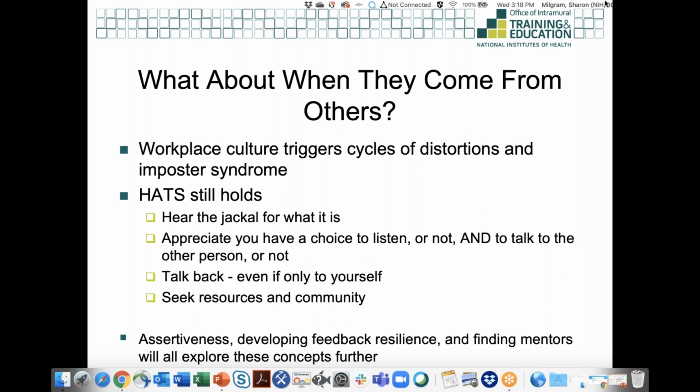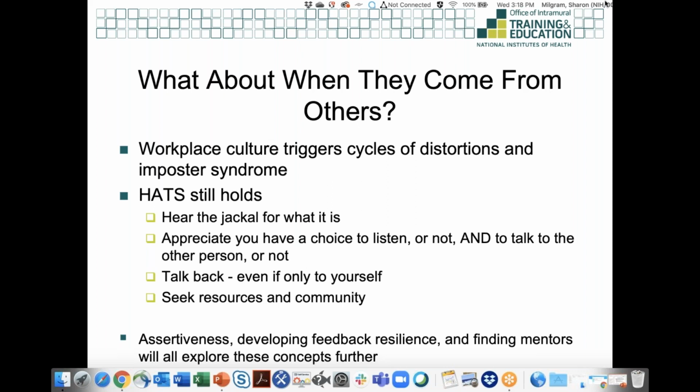You also actually have a choice to talk to them about what they said or not. You can say, why would you say that? Or you can decide, this person's not helpful to me right now. They're not a part of my resilience strategy. They're right now anti-resilient, and I'm going to disengage. That's the A. The T is talk back. Even if only to yourself, you can talk back.